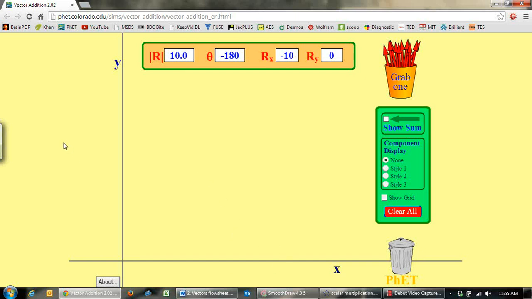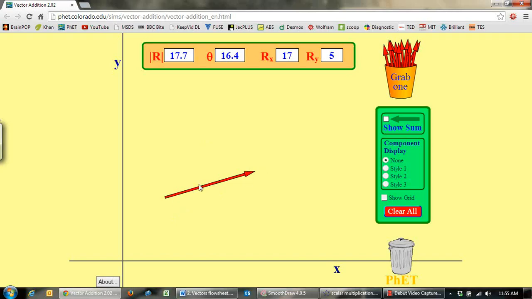G'day, and in this video we're going to look at some operations on vectors, adding them, multiplying them, that sort of thing, to see what happens. So here we go. I've just got a little VecSim open up here, and I'm just going to pull out a vector and just draw one on the screen. Okay, so I'm just going to manipulate it, something like that, and that'll do.